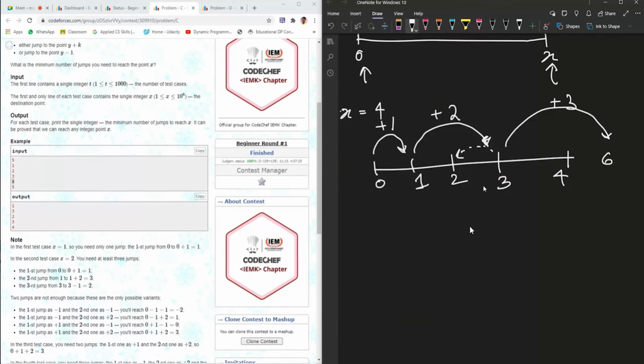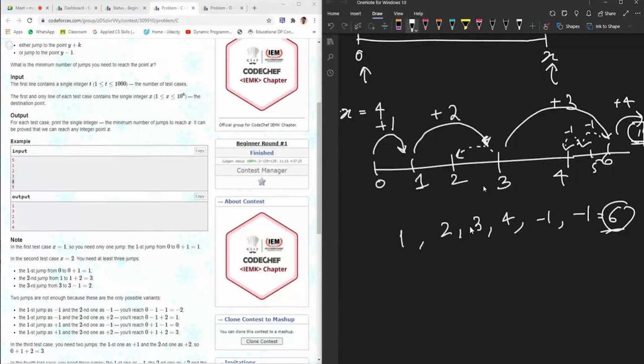Then when I am at point 6, I can either go to point 5 or I can go to point 10. So clearly I do not want to go to point 10. So I will come back to point 5, and then from point 5, I will again come back to point 4. So in total, I made 1, 2, 3, 4, then minus 1 and then minus 1. So there were a total of 6 jumps. But it is possible to complete this in 3 jumps itself.